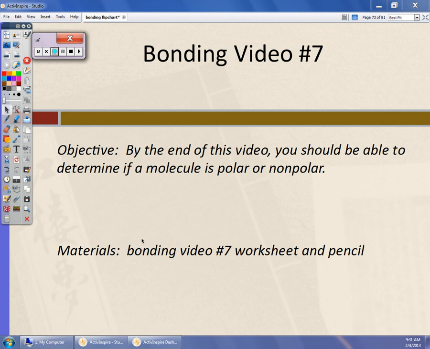This is bonding video number 7. By the end of the video, you should be able to determine if a molecule is polar or nonpolar. To do this work, you need your bonding video number 7 worksheet and a pencil.